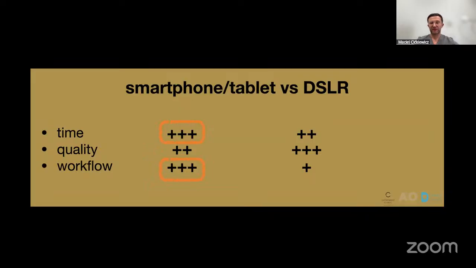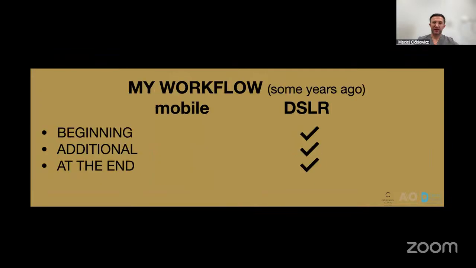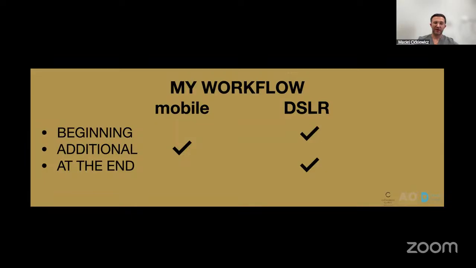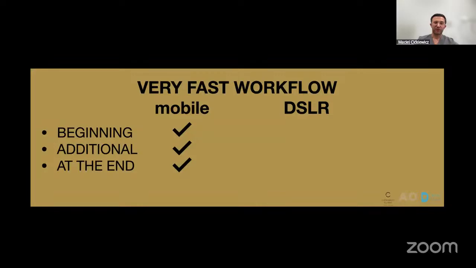So if you want to save your time, think about using smartphones for the photos, or tablets like iPads. But if you think about quality, of course, it's better to use a DSLR and this kind of equipment. But right now, my workflow is changing, because I use mobile additionally, while for the beginning and the end of the treatment, to have nice photos, I'm using the DSLR, of course. But if you want to work very fast, think about only mobiles.